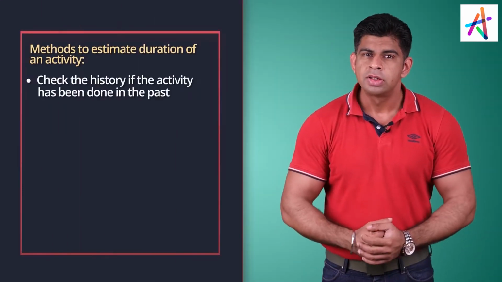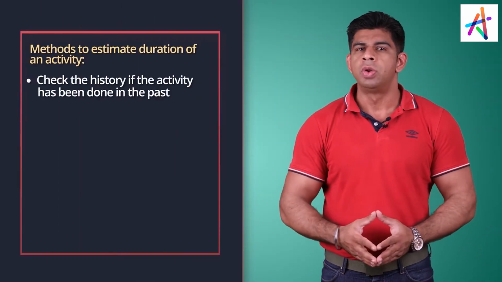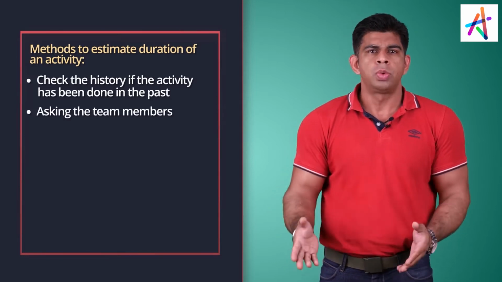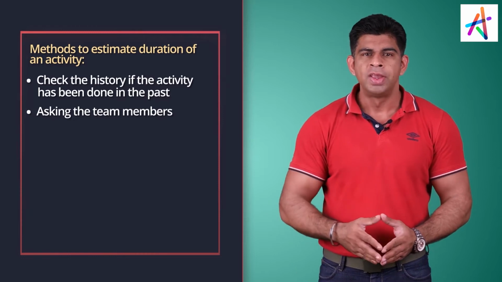So other method that we have for estimating the activity duration could be asking your team members. What do you do in Agile? You check with the team members, right? How much time it would take. If you've never done this project in the past, how would you be able to have any kind of history? If you've not done it, you have to estimate the duration for each activity by checking with the team members. There are multiple methods for that as well.